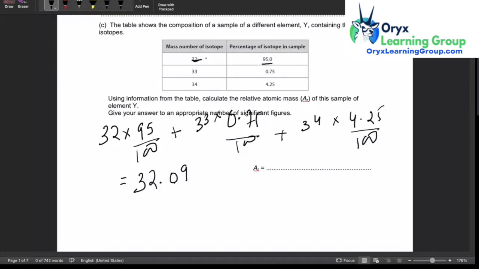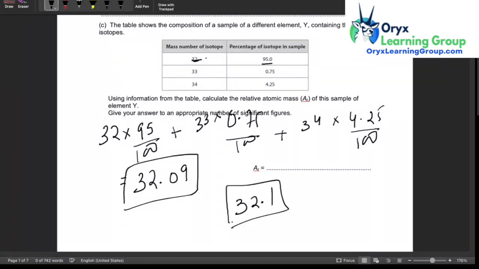Now, the question is Abdullah told us the answer was 32.1, and I will take this as more correct rather than this one. Can you give me a reason for this? Not Abdullah, but somebody else. I want somebody else to tell the answer why 32.1 is the more appropriate answer for this one than 32.09.